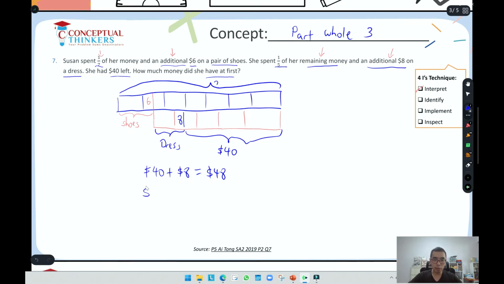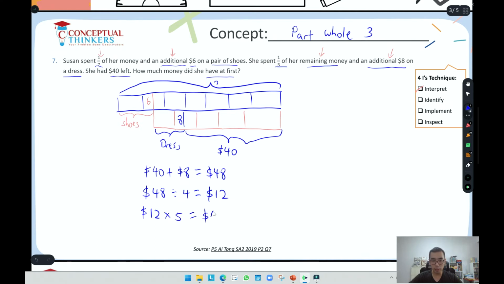So I want to find one of them. So let's take 48 divided by 4. Now this is a paper 2 question, so you can press your calculator and you get $12. So this will give me one unit, that will be $12. So I'm going to find 5 units because the denominator shows 5, right? So I'll take 12 times 5.